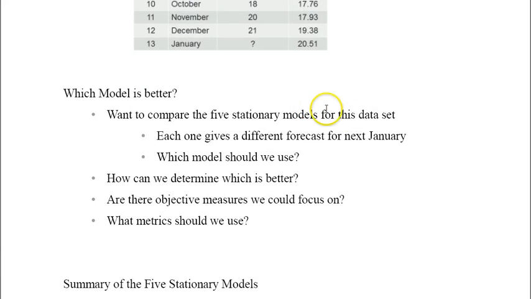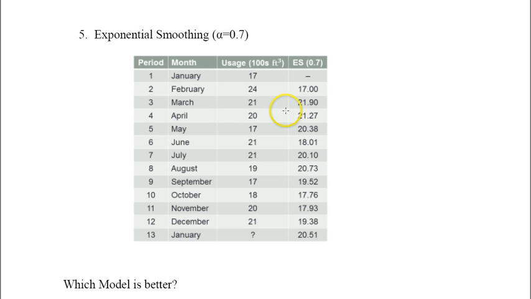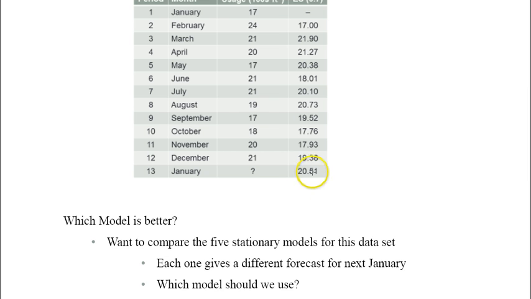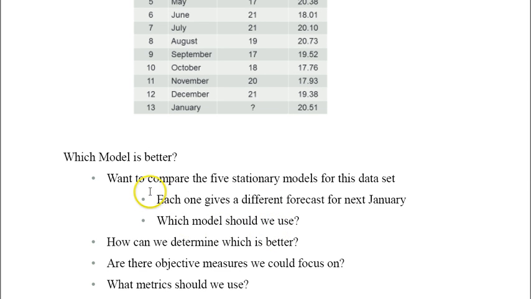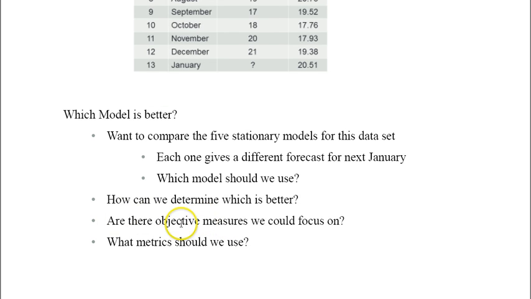Which forecast? I don't want to use all 5 forecasts, and this is for the future. I don't know what the volume is going to be for next month, my usage volume. So it's a forecasted value. Which one should I adopt, especially when I'm forecasting this for several months maybe? Okay, so we want to compare the 5 stationary models for this data set. Each one gives a different forecast value. Which one should we use?